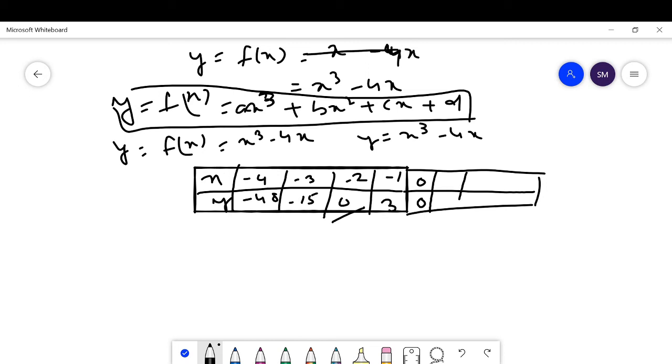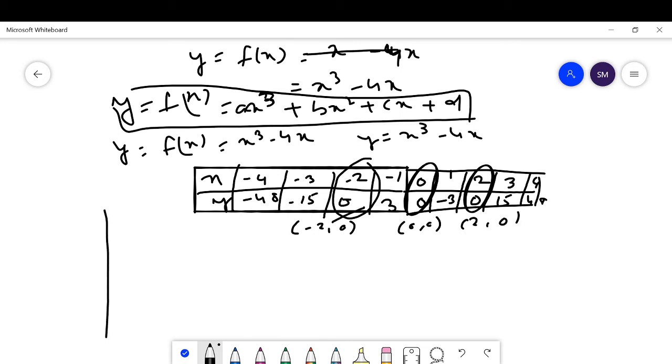Next, when x equal to 1, you get y equal to minus 3. Then when x equal to 2, you get 0. When x equal to 3, you get 15. Then when x equal to 4, it is 48. Look at here. How many zeros do you get? 1, 2, 3. There are 3 points on the x-axis. Here it touches the x-axis at minus 2, 0, and at 0, 0, meaning at the origin, and at 2, 0.